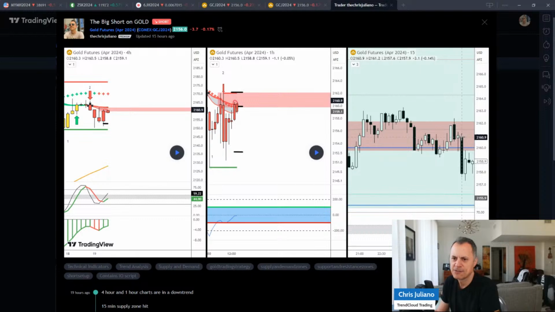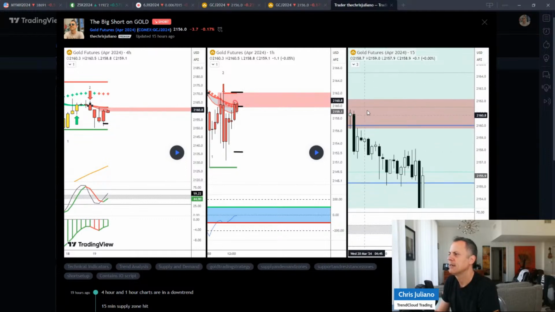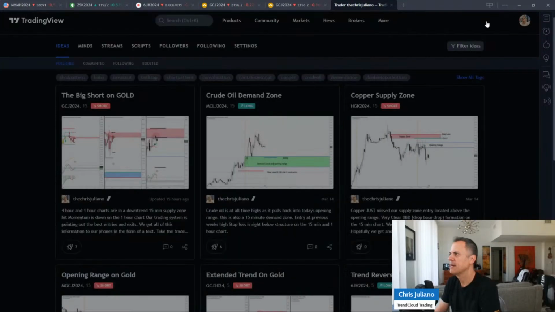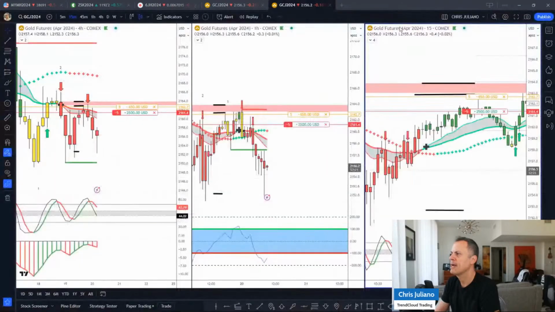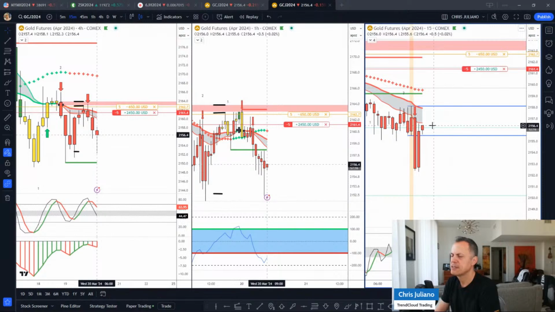Then we got the TrendCloud signal and I jumped back in, and now we are breaking to the downside. We've got an opening range now that we're pulling back into. So sometimes it might take a couple of tries, but look at where we're at now, over $2,500, and we're pulling back into the opening range here.